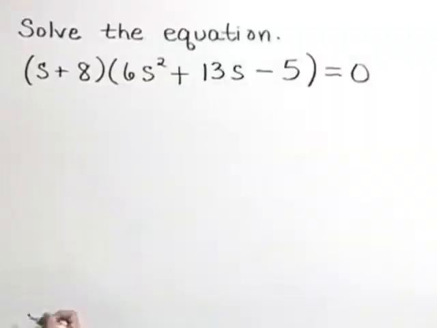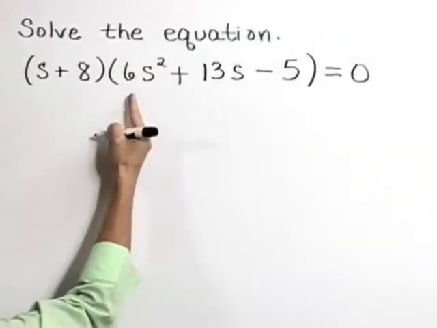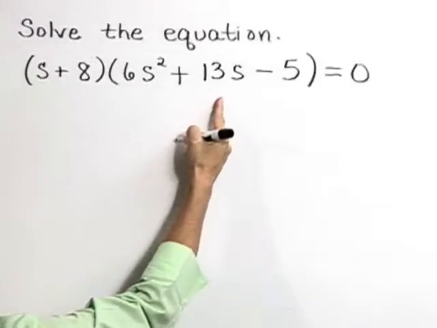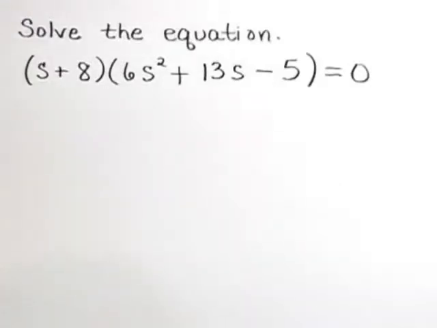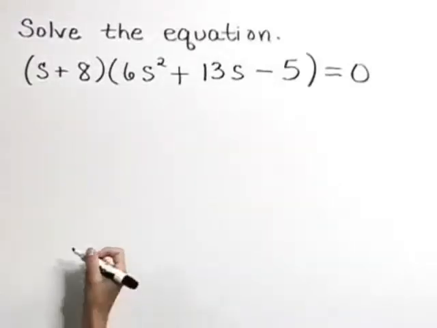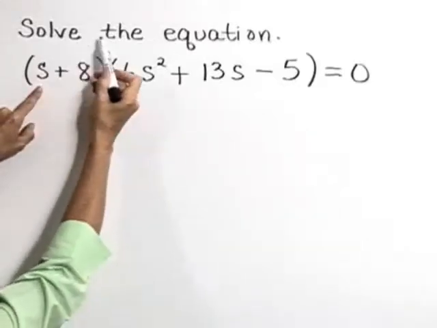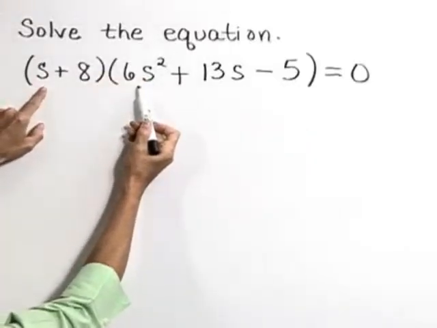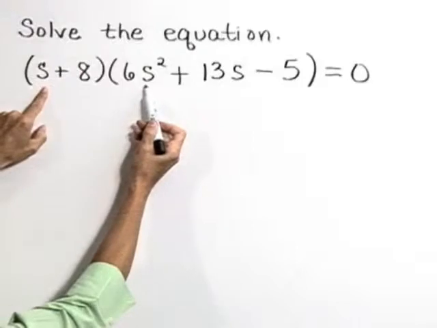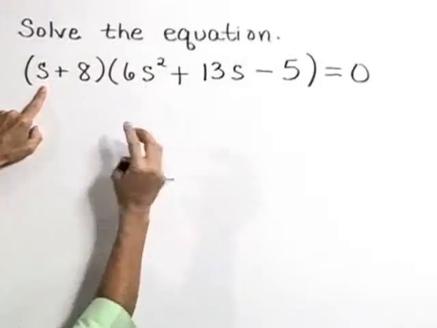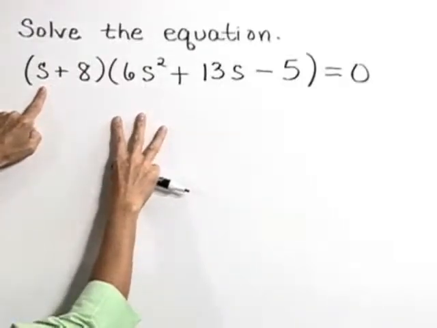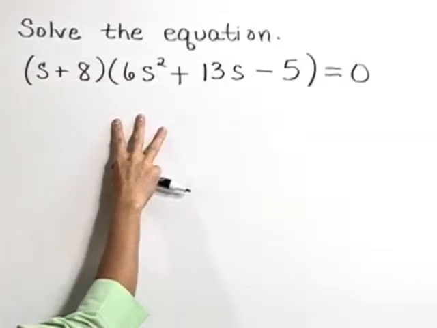Solve the equation (s + 8)(6s² + 13s − 5) = 0. Notice before we get started that if we began multiplying these two factors together, we would get an s³ term. This is a third degree equation and it can have up to 3 solutions.